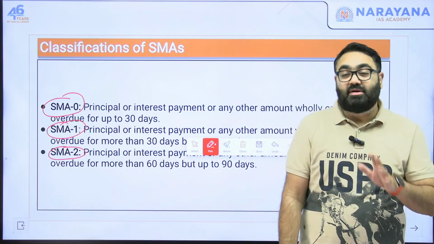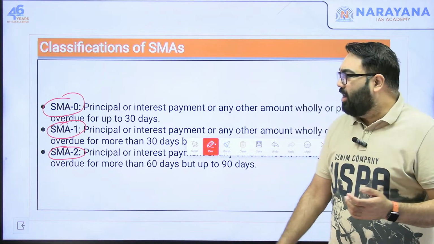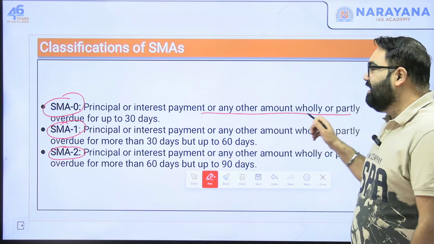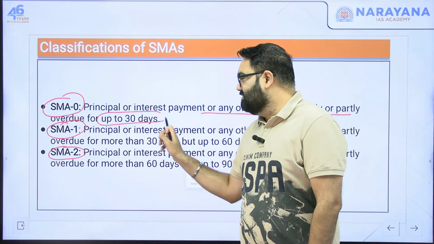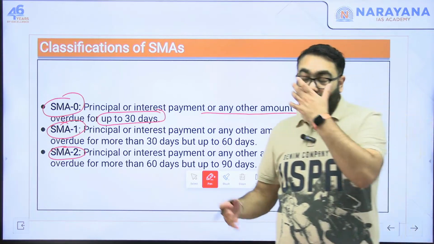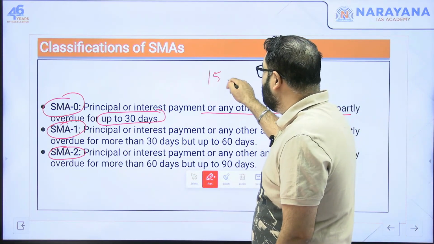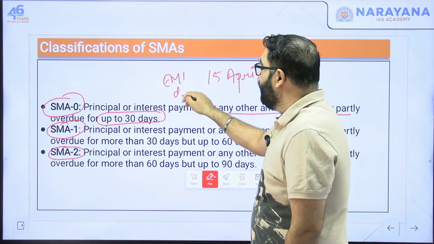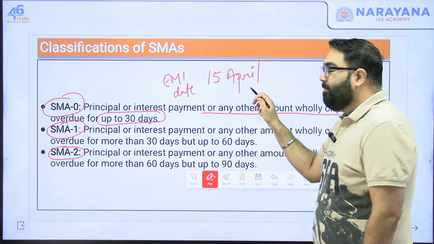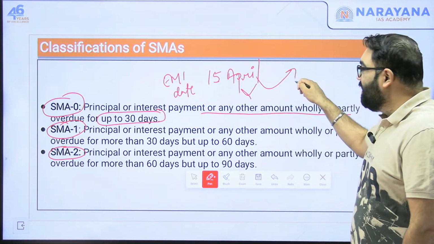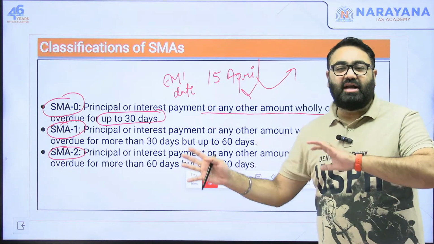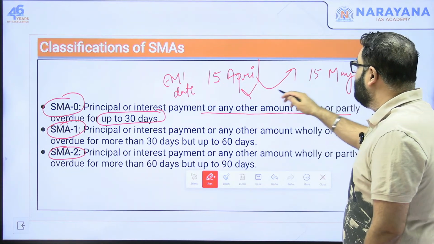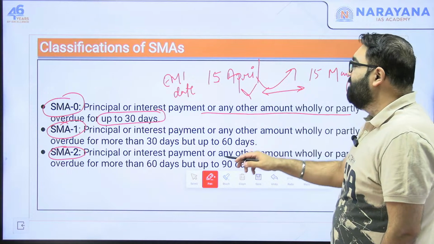Let's see, and to remember this, SMA 0 or special mention account number 0 is where principal or interest payment or any other amount wholly or partly is overdue for up to 30 days. Overdue up to 30 days means, let's say you had to pay your EMI by 15th of April. That was your EMI date. If you have not paid on this day, the next day it becomes overdue. So overdue up to 30 days means up to 15th of May. This period will be called SMA 0.